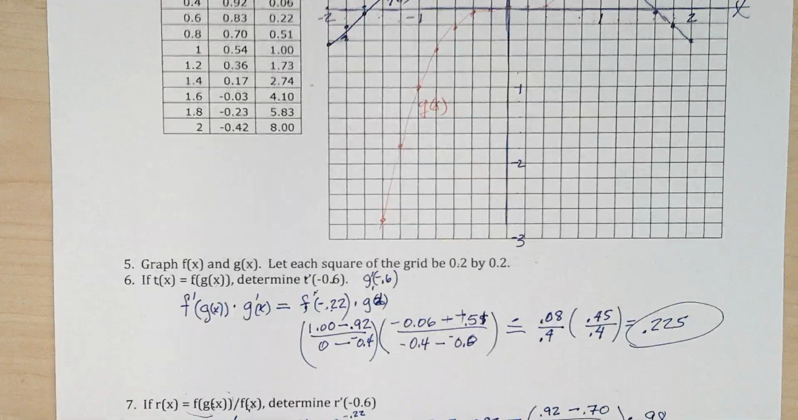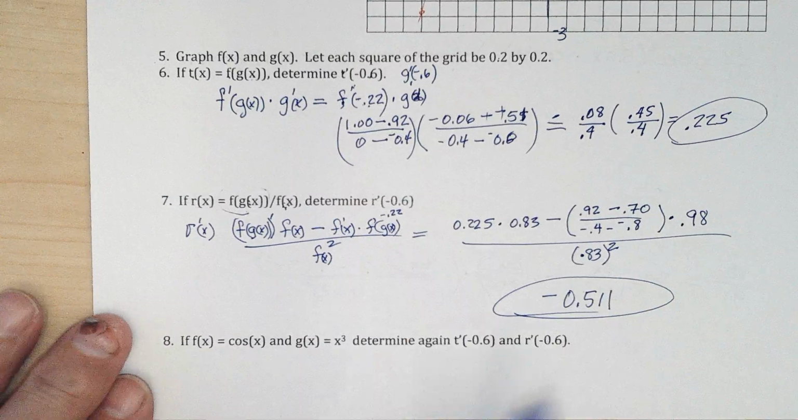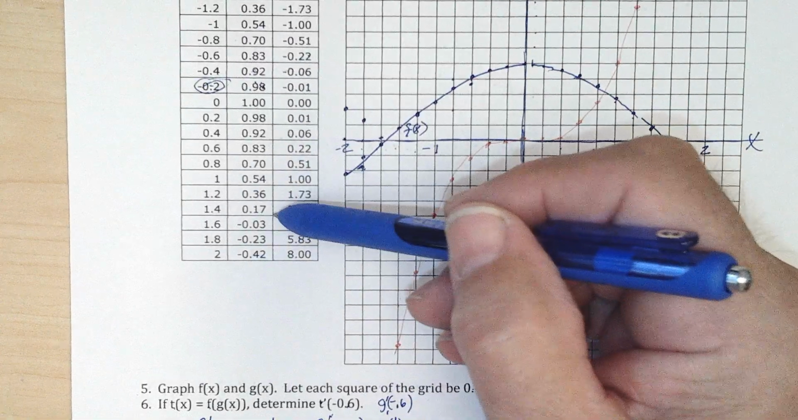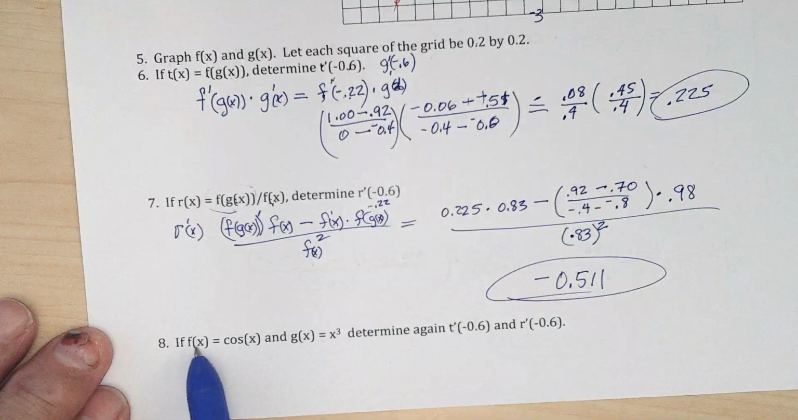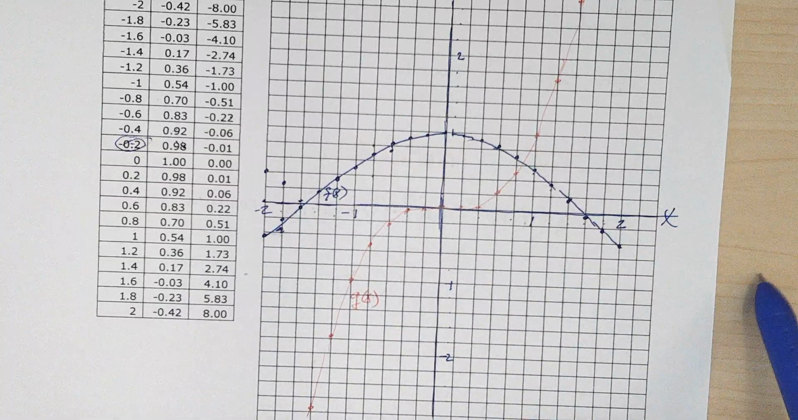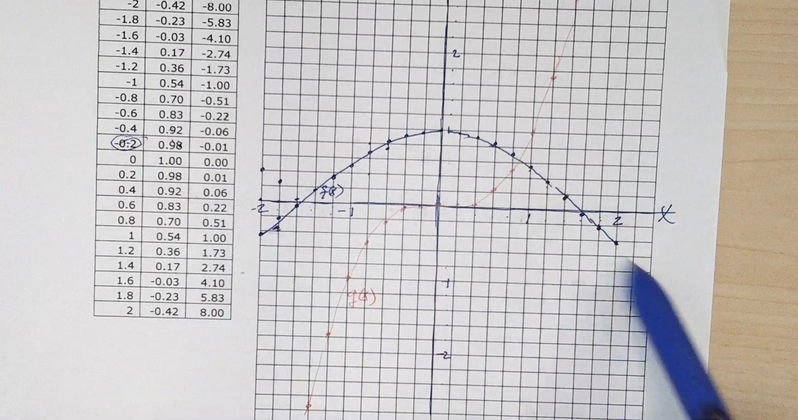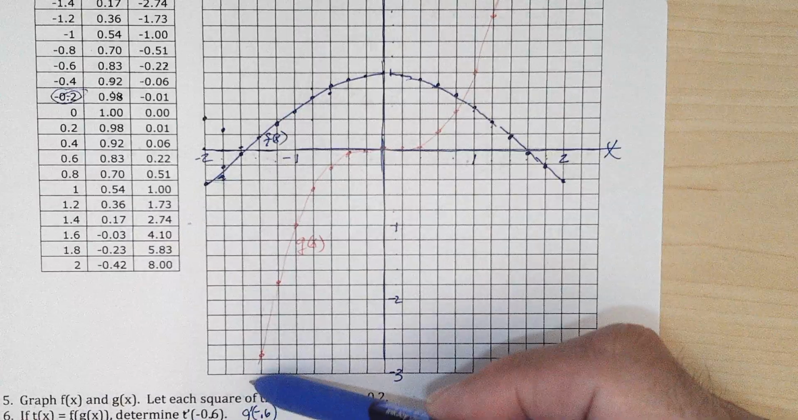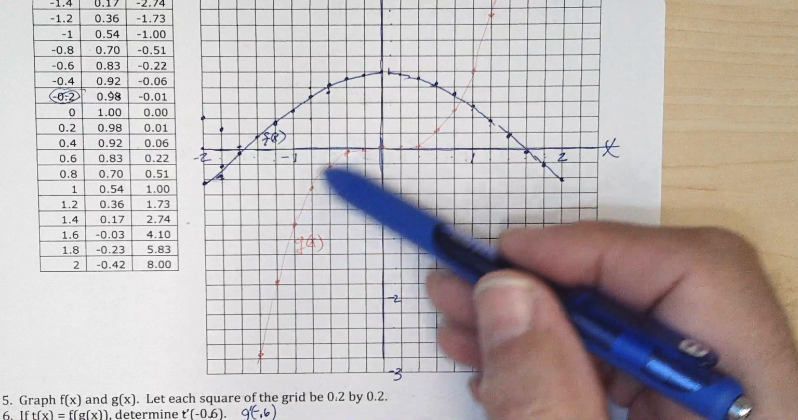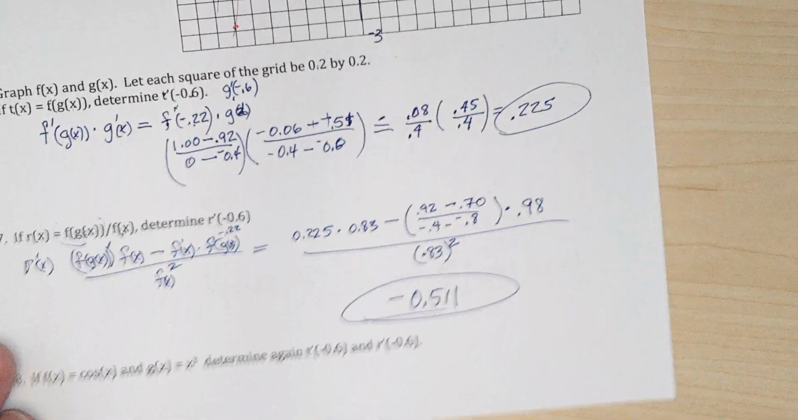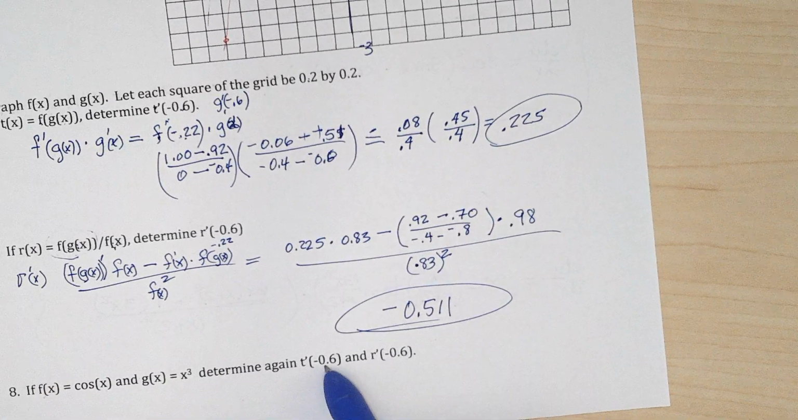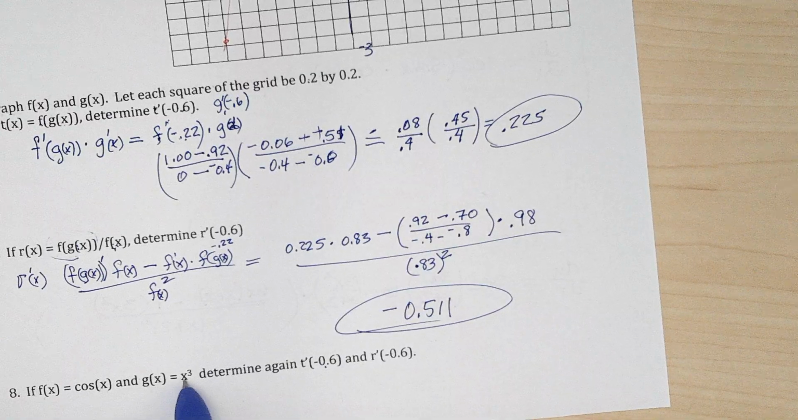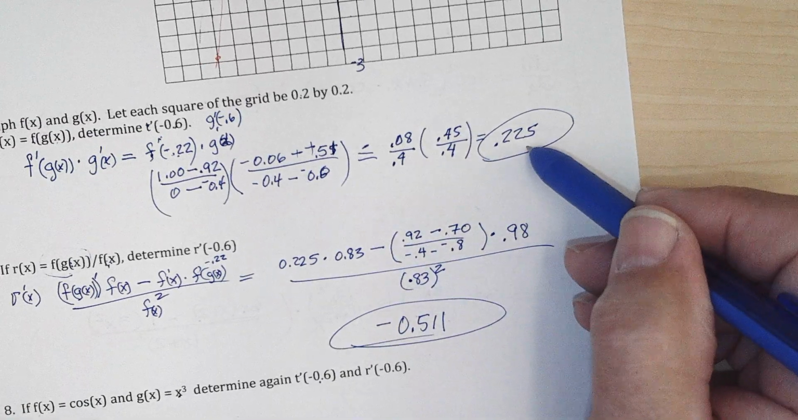Now I'm going to tell you how I made these tables. F of x is just the cosine of x. Does this look like the start of a cosine curve? And g of x is x cubed. Does that look like an x cubed? So now let's find them using that we know the functions. Let's check our answers basically.